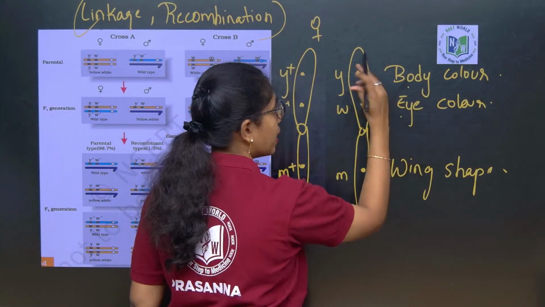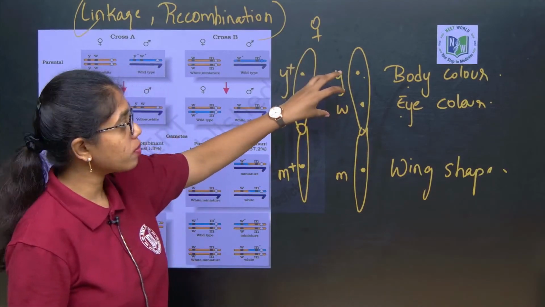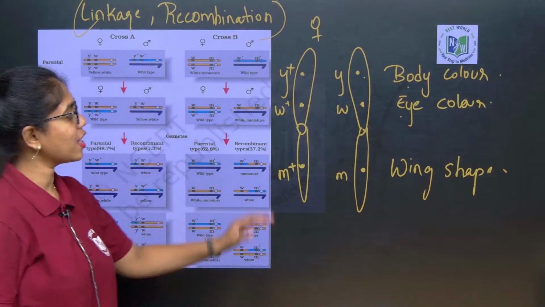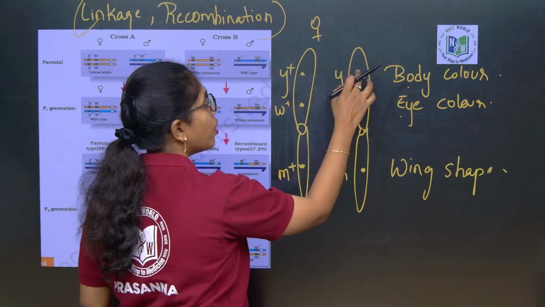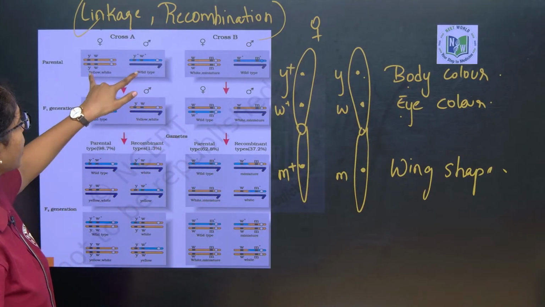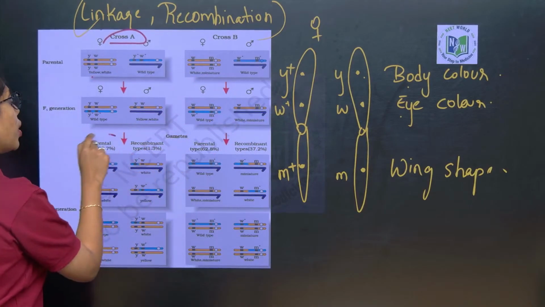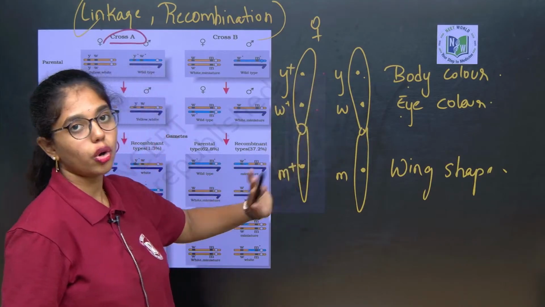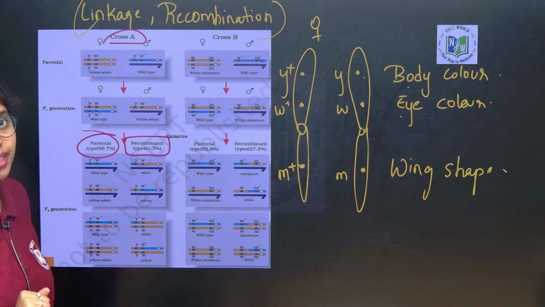If you observe clearly, the distance between these two genes, body color and eye color, is small, so they are closely linked. When two genes on the same chromosome are closely linked, there is very little possibility of crossing over. So in cross A, you can observe a large amount of parental types because the distance is small and crossing over is very less. Therefore, recombinant types are only 1.3%.